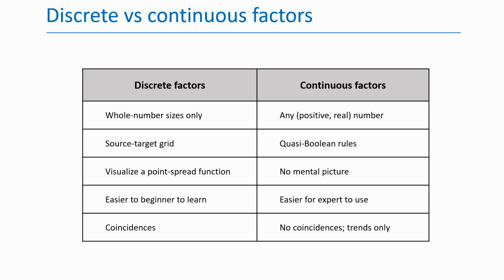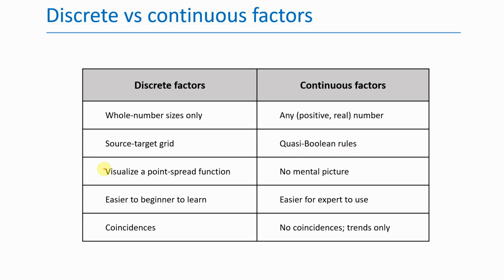This is more than just a minor tweak. It's a fundamental change to the algorithm. Let's contrast the two models. Essentially, we will no longer tabulate a source-target grid. The grid is essential to the discrete model, but in the continuous model, we use quasi-Boolean rules instead. Without the source-target grid, we lose the ability to visualize what's happening.